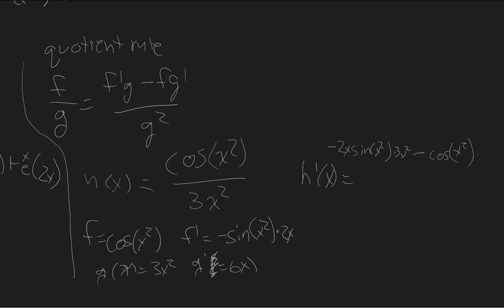And then cleaning this up a bit, negative 2x times 3x squared is negative 6x to the third, sine x squared, minus 6x cosine x squared, all over 9x to the fourth.